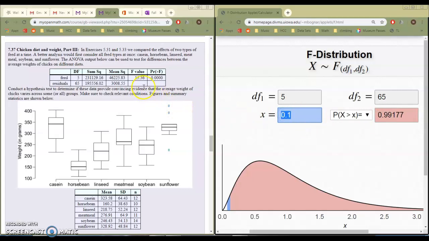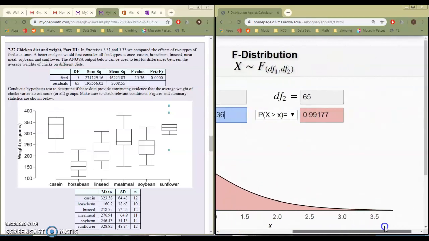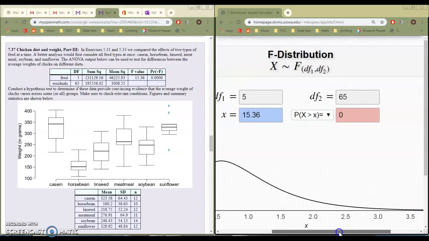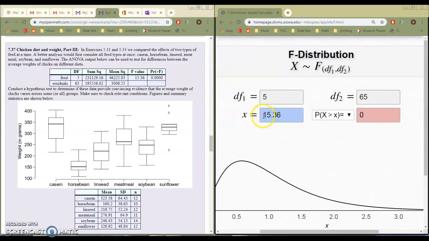But here, our critical number is actually 15.36. You can tell down here that 15.36 isn't even listed, so it's going to be way over here somewhere. And the probability that we get a test statistic of 15.36 is basically 0. So the way that we find our critical number is just the F value, because it's the F distribution that we're looking at. And the probability that we're bigger than that F value is listed right here.